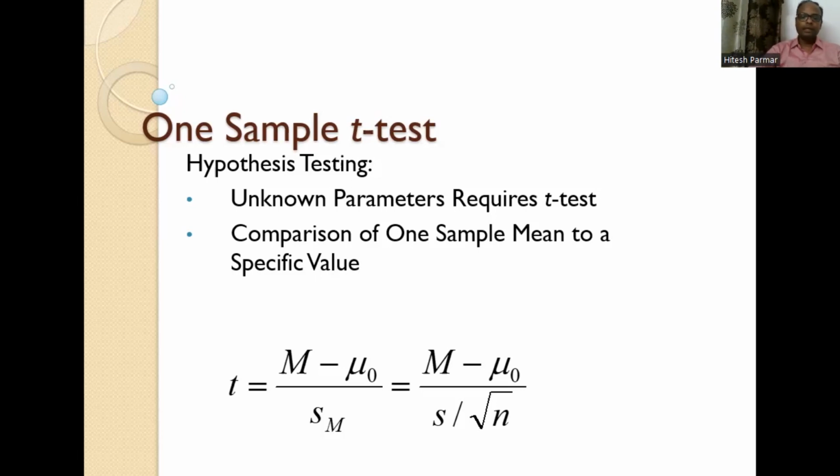So basically, suppose some manufacturers are claiming a certain lifetime of a product, or certain claims are there. To test those claims, we collect some random samples and compare our sample mean with the standard benchmarking value, and then we test it for significant difference. So let us do it with SPSS.